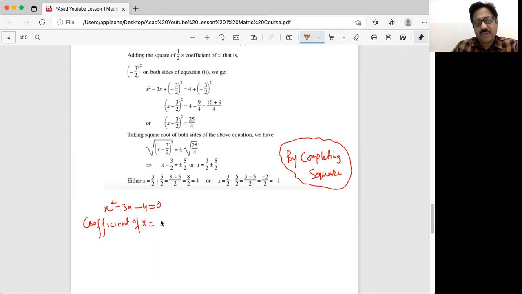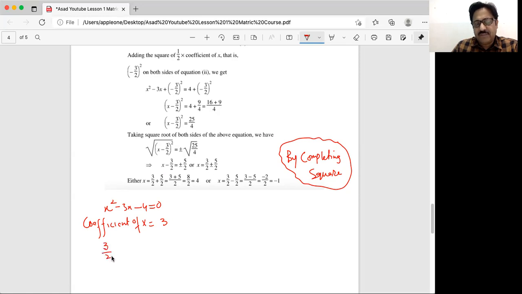Coefficient of x is what? That's 3. Okay, so just take that number. The sign is not required. Forget about sign. We don't need to take sign. Just take the number. The number is 3 here. So I took the coefficient of x, which is 3.